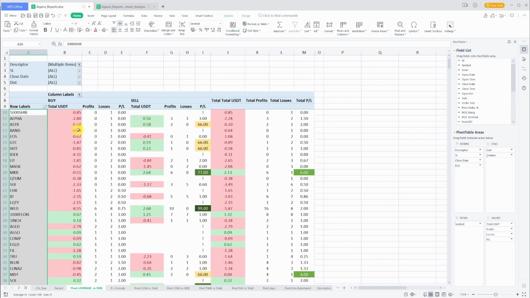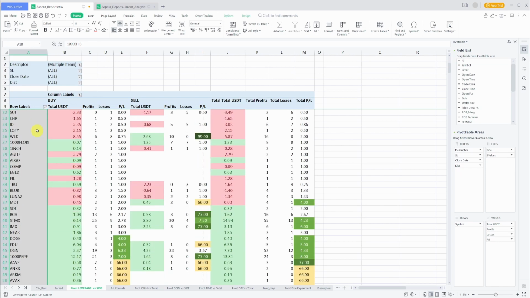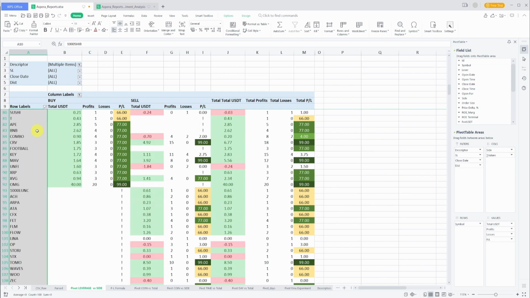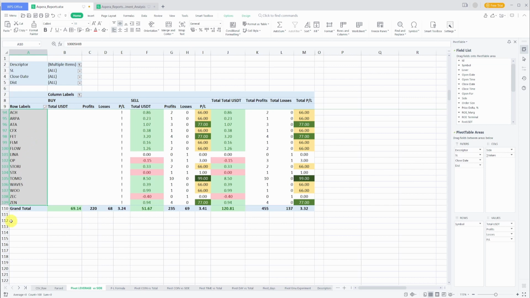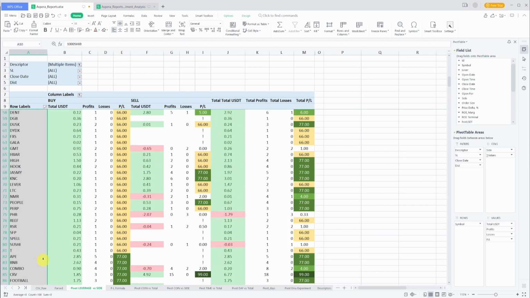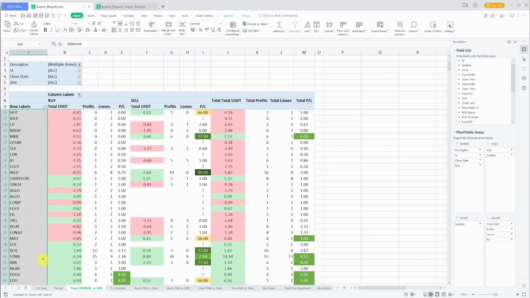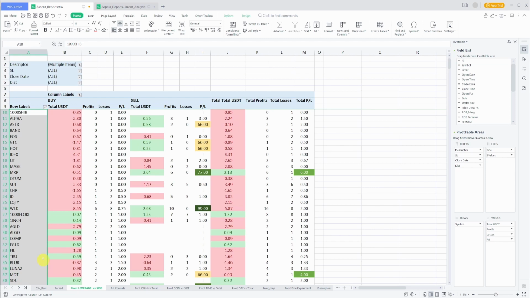Well, first of all, it's interesting to see how many coins we have covered with at least one trade. And it is exactly 100. 100 coins out of 180 something listed on the exchange. A bit over half the market. Should be quite a representative selection of coins.